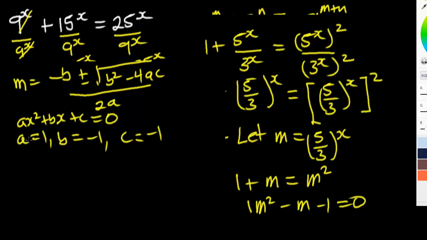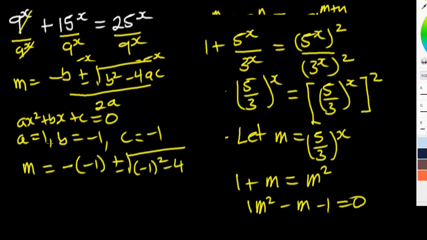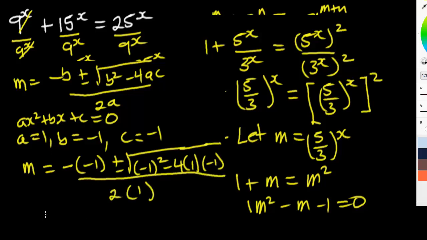So then we fix the values of a, b, and c into the formula. We are going to have m is equal to minus negative 1 plus or minus the square root of b squared. We have negative 1, so negative 1 squared minus 4ac. a is 1, and then c is negative 1, all over 2a. a is 1. So m will be equal to 1 plus or minus the square root of 1 plus 4 all over 2.